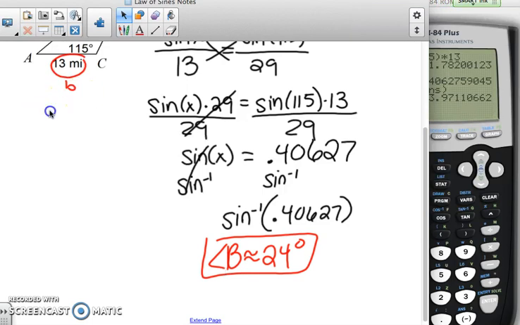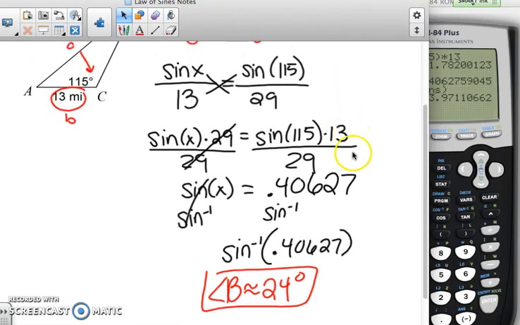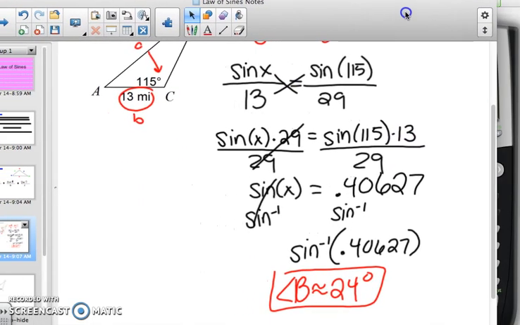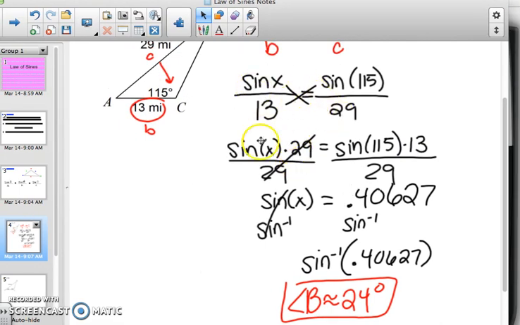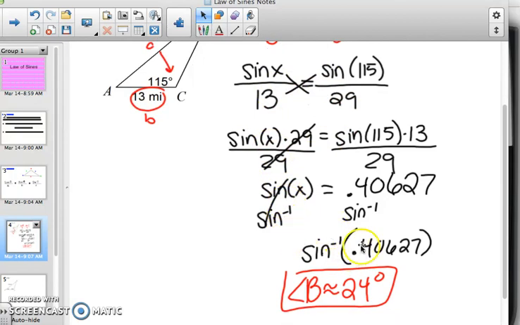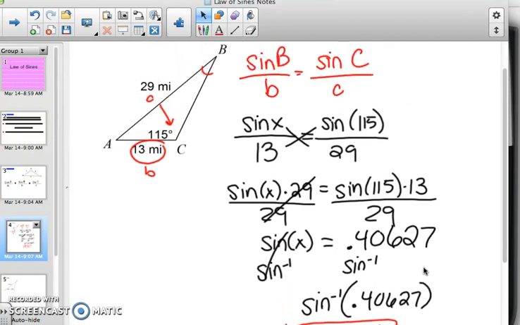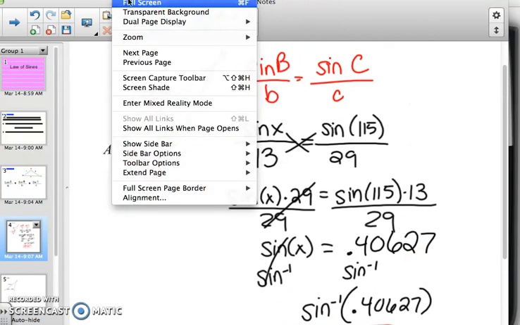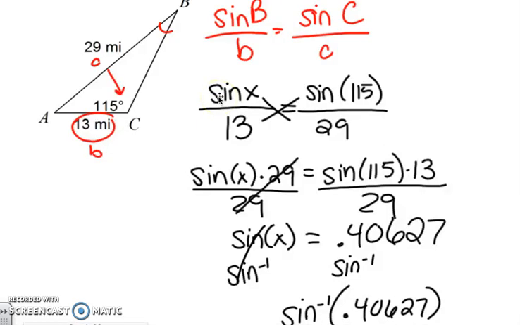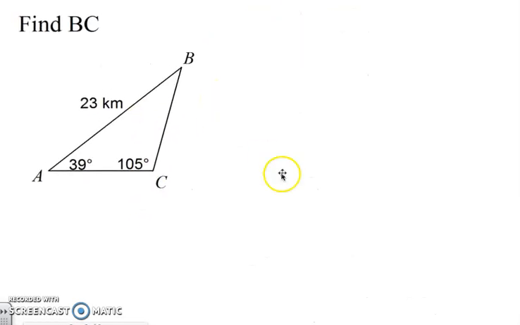Okay, so that is how you use the law of sines to find a missing angle. So again, you set up a proportion, you multiply and then divide. And then if you're looking for an angle measurement, you're going to have to do the inverse sine of that decimal to find your answer. Okay, all right, let's look at an example where we are finding a side length.